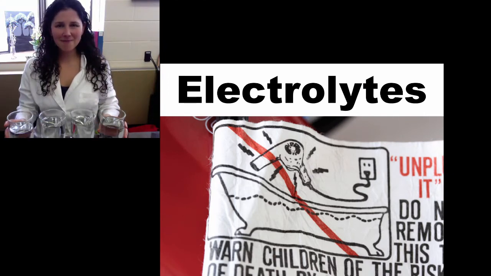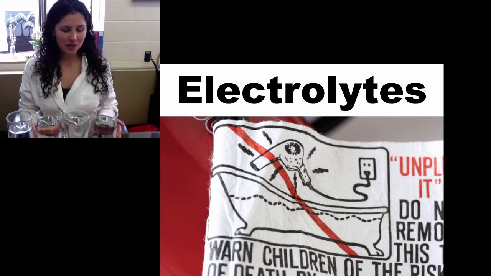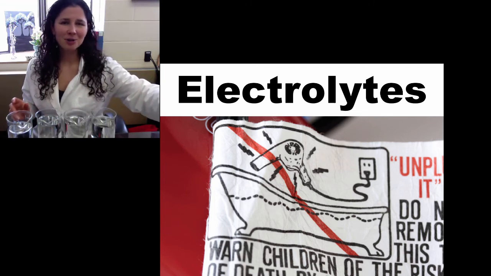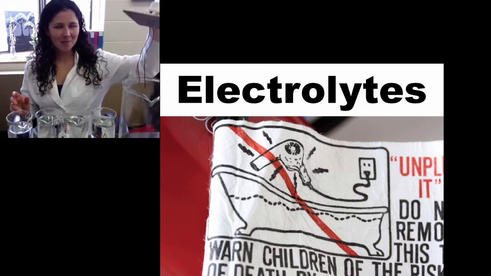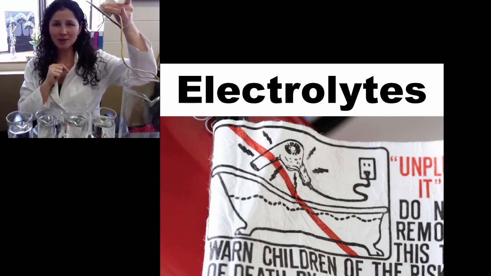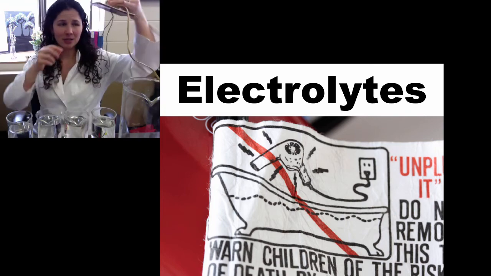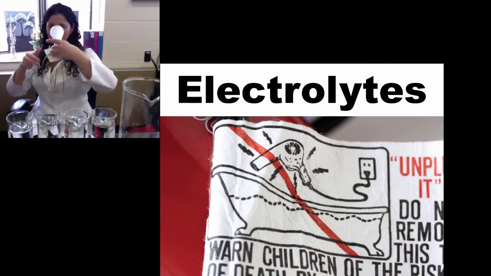In front of me, I have 4 beakers of water. 3 of these beakers have deionized or distilled water, and 1 of them has tap water. I'm not sure which one's which, so let's see if we can find out. I've also got a light bulb here, and this light bulb is not making a complete circuit. I would have to touch these 2 pieces of metal together in order to get the light bulb to light, or I would have to connect them in some way that conducts electricity.